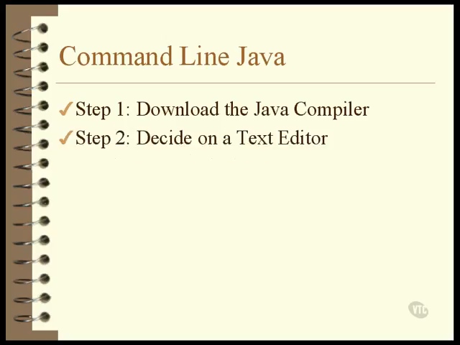The next thing you'll want to do is decide on your text editor. You can download a new editor if you like, or you can use one of the ones you already have. Some folks like to use a word processor, but if you do, make sure you always save the Java files as plain ASCII text. The point is, which editor you use doesn't make any difference as long as you're able to create and modify ASCII text files.